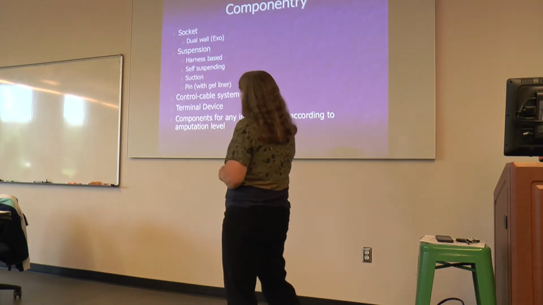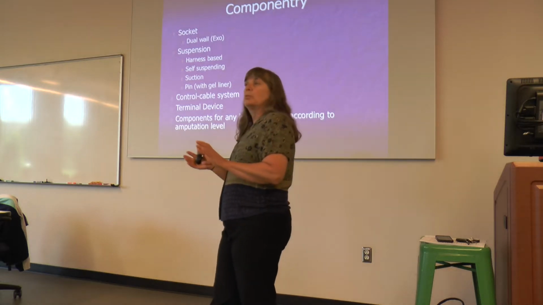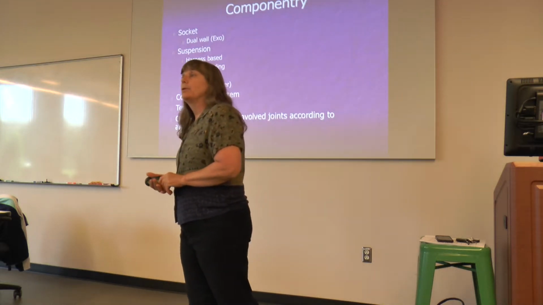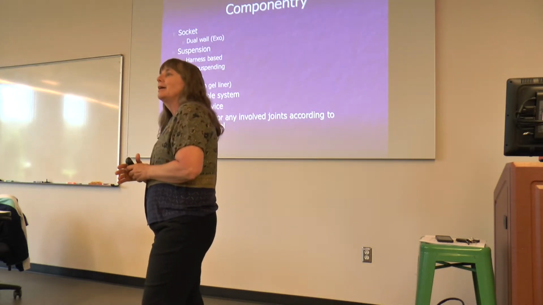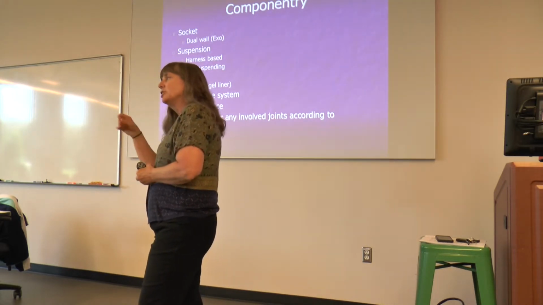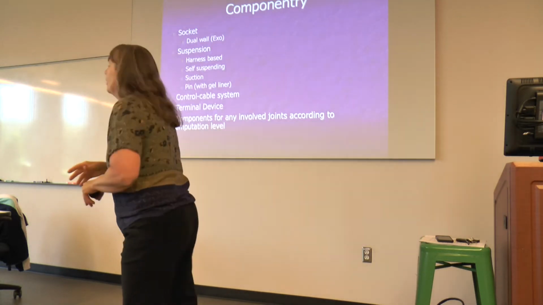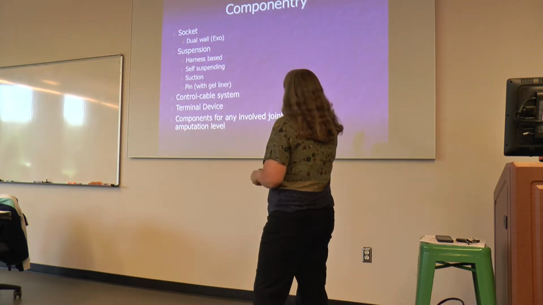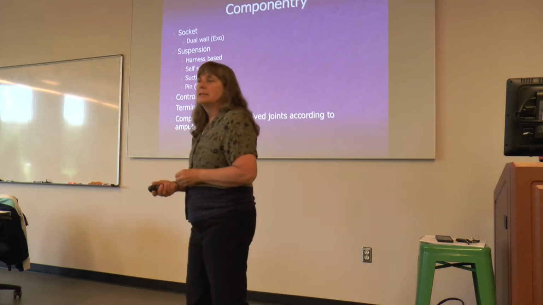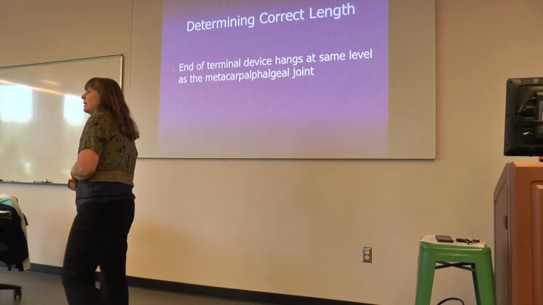You will have control cables to do different types of it. Yes, there are more cables in the body power, but there are some cables to make the myoelectric work. The electrode is actually doing the function, but you will have cables involved with them. Okay, the terminal device you will have on all of them, and any other joints that might be necessary depending on the level of amputation. Determining the correct length.